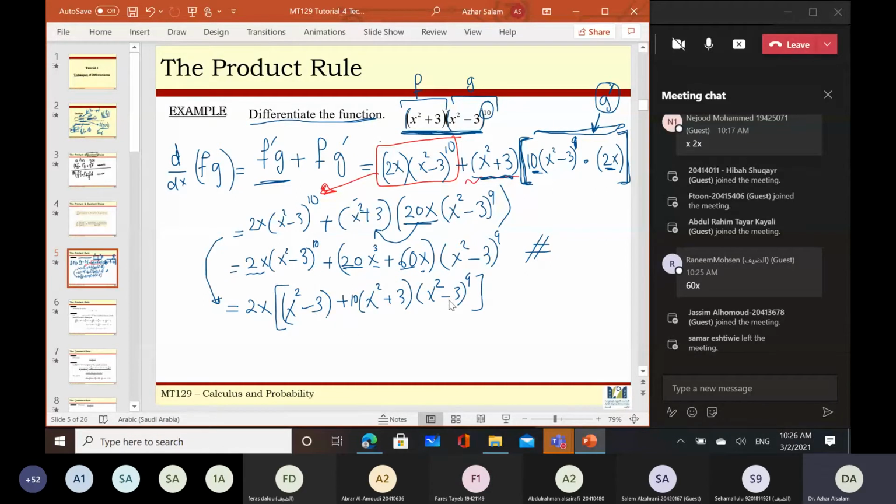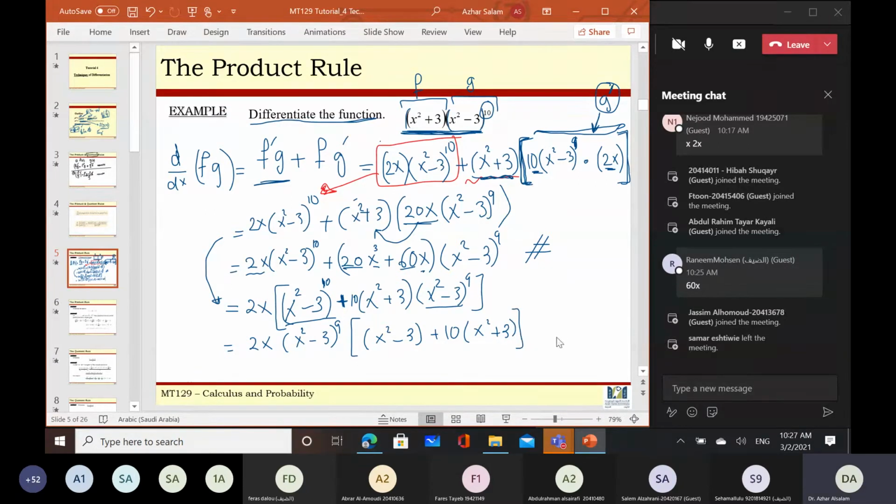I also can take here of course to the power 10 by the same way 2x. I can take x square minus 3 all to the power 9 as a common factor. لاحظوا هنا داخل القوس المربع في عملية جمع وفي هذا القوس وهذا القوس مشترك لكن بأس مختلف. أخذ الأس الأصغر وأطلع كعامل مشترك تبقى لي واحدة هنا. So it remains here x square minus 3 to the power 1 plus 10 multiplied by x square plus 3.